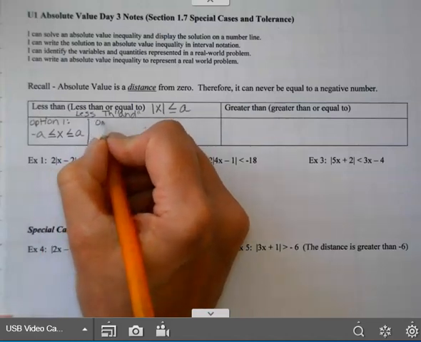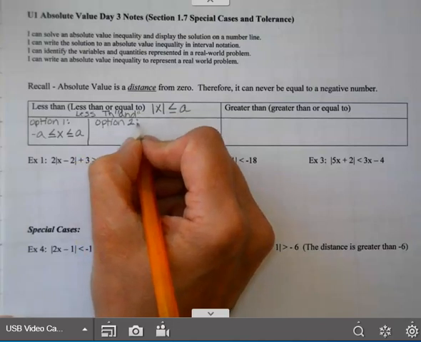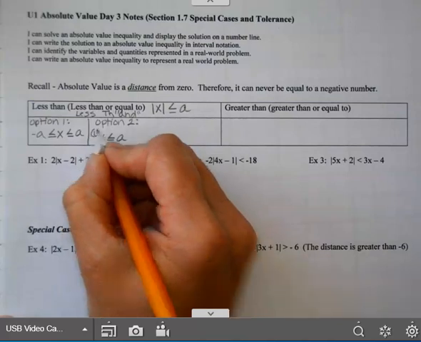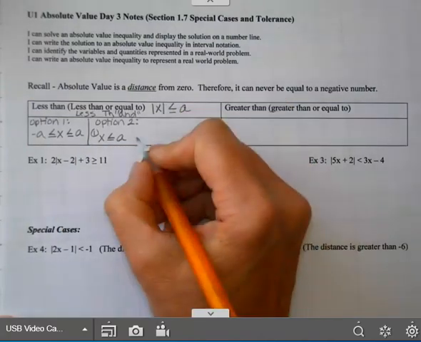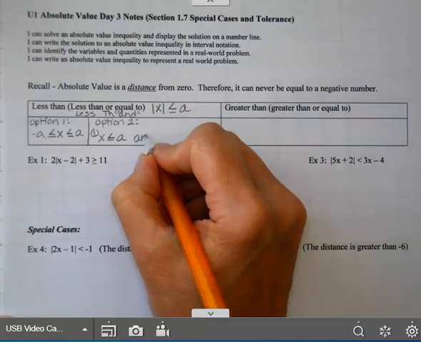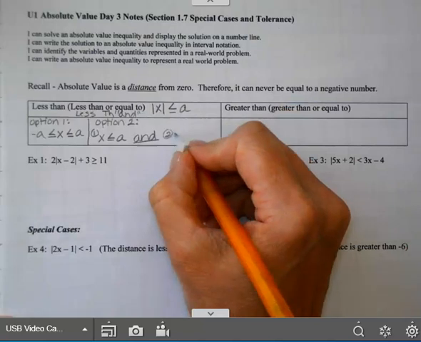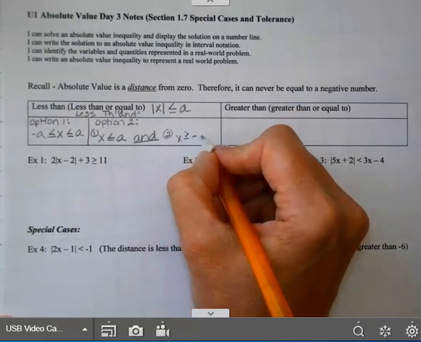Your second option to solve this, your first inequality would be x is less than or equal to a, so just remove the absolute values. This is an and, so you need the word and in it. And your second one is x, reverse your inequality and take the opposite.